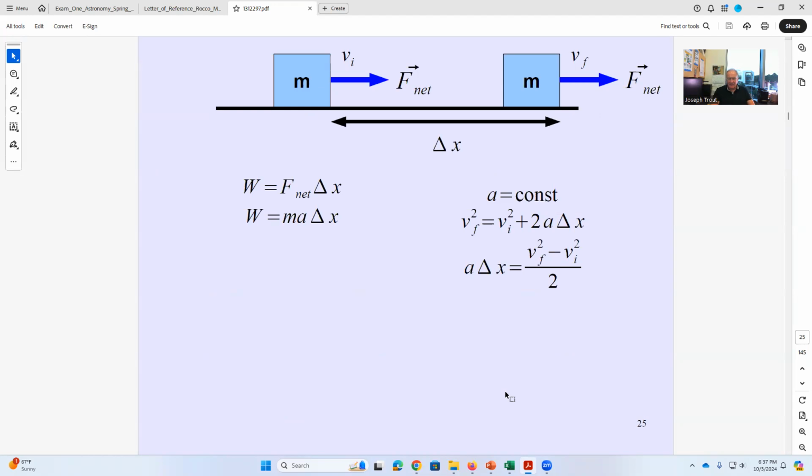So let's carry this a step forward. Let's say that the work is equal to the net force times delta x, because the net force will be moving in the direction of motion. But the net force, according to Newton's second law, is the mass times the acceleration. Let's assume that the acceleration is constant. Well, if the acceleration is constant, we have v final squared equals v initial squared plus 2a delta x.